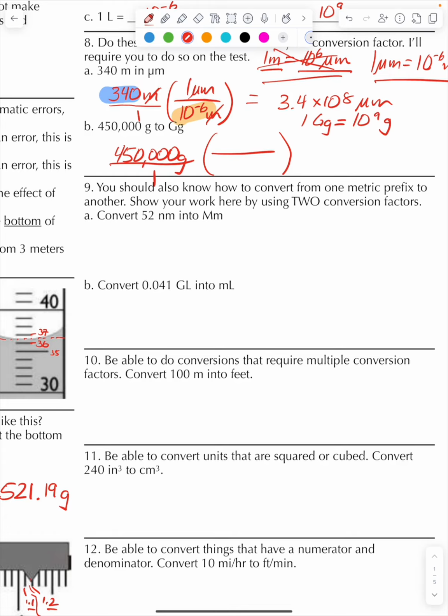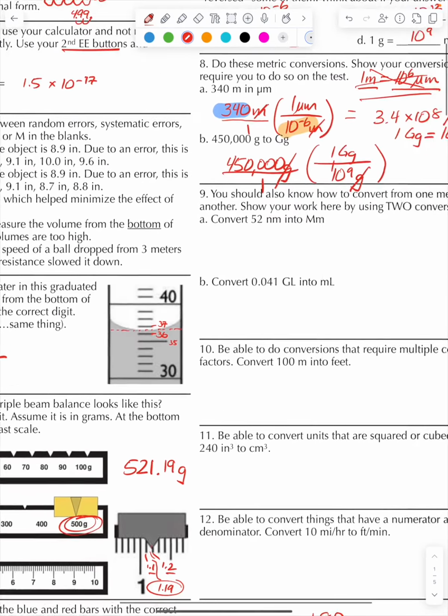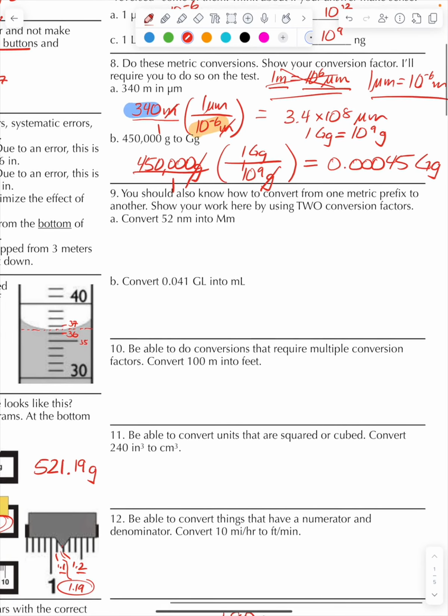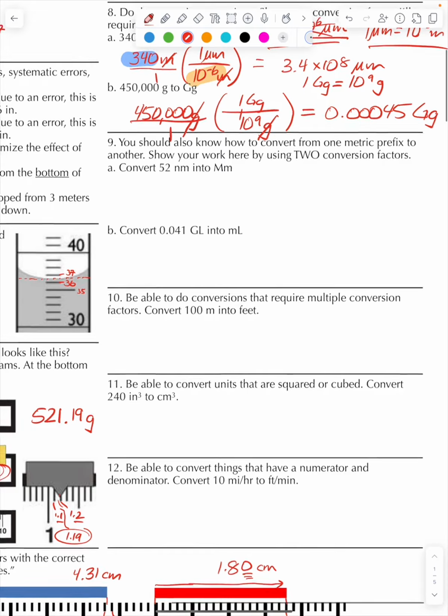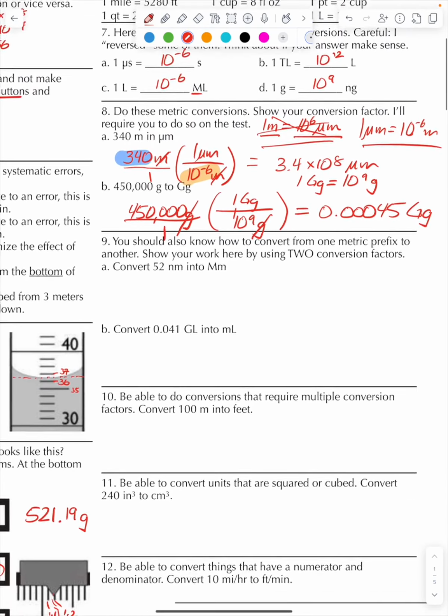So we're going to put grams on the bottom so that they can cancel, and then put gigagram on the top. What you're going to do on your calculator is put in 450,000 and divide by 10 to the 9th. And what you get when you do that is 0.00045 gigagrams. And if I get an answer wrong, come talk to me and I'll let you know if I made a mistake somewhere.